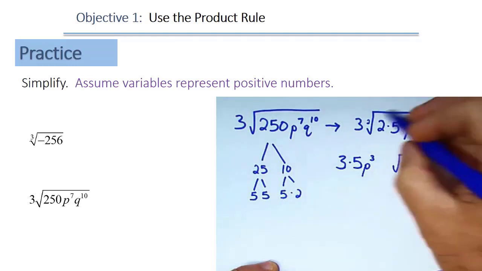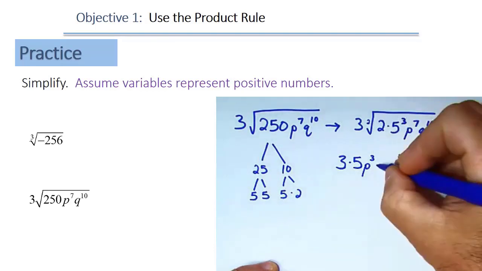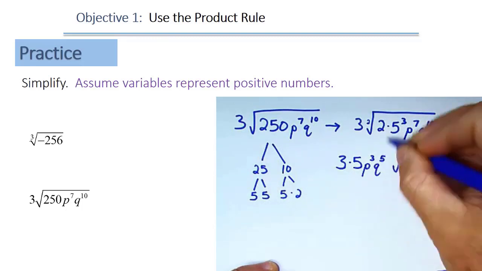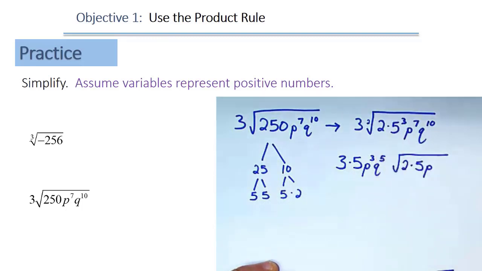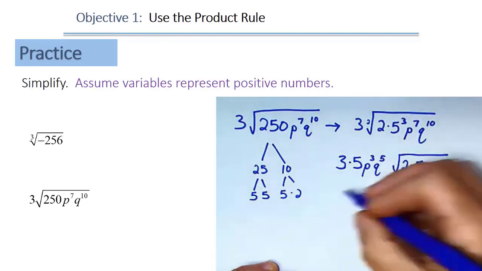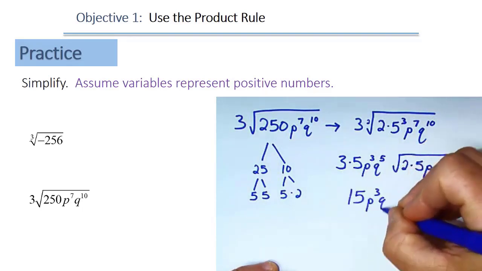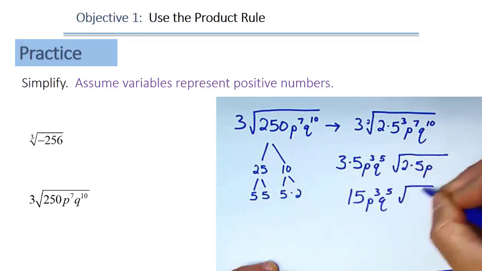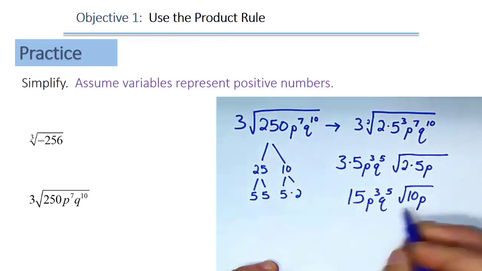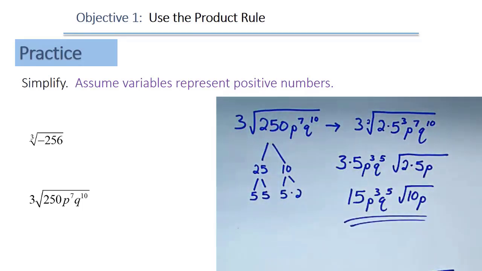And q to the 10th, if the index is 2, q to the 10th can escape 5 times, which makes sense because the square root of q to the 10th is q to the 5th. So we're all set. That's 15 p to the 3rd q to the 5th times the square root of 10p. And you've got it simplified. If you got both of those, nice job.